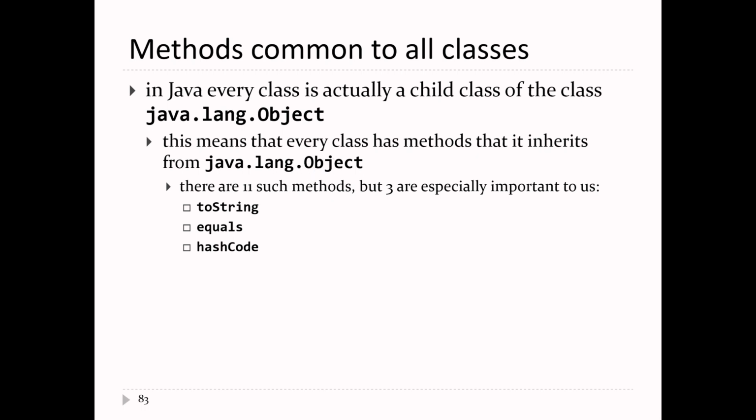So Object defines a bunch of methods, but there's three that we care about. There's a toString method, there's an equals method, and there's a hashCode method. toString generates the string representation of an object. equals tests whether or not one object is equal to another object. hashCode is used when you want to use one of the hash containers. So if you're using a HashSet or a HashMap, the HashSet or HashMap is using this hashCode method to do something.